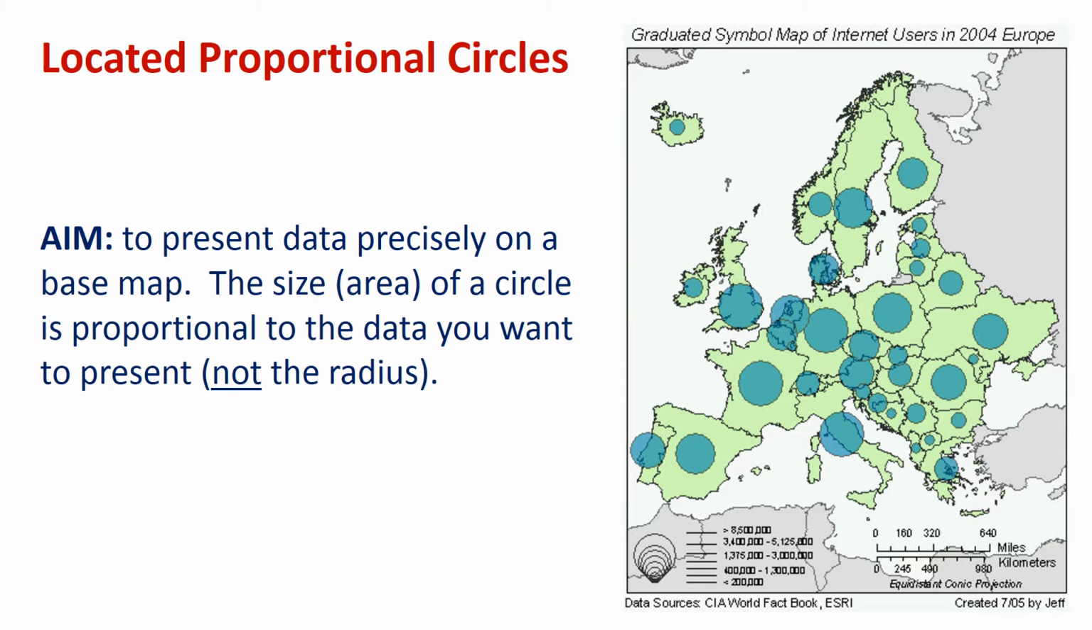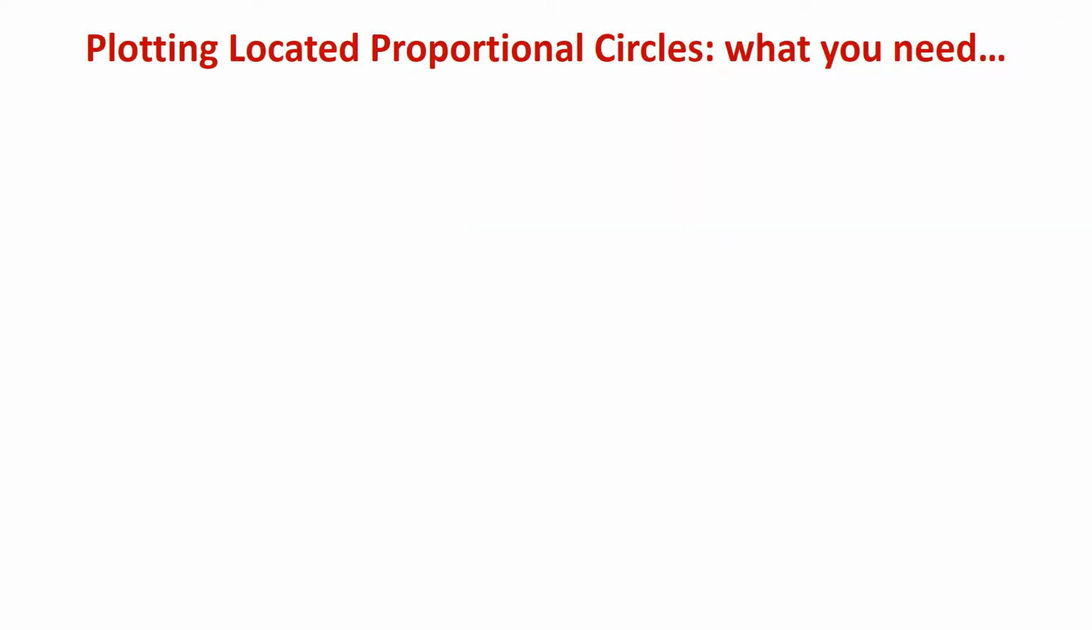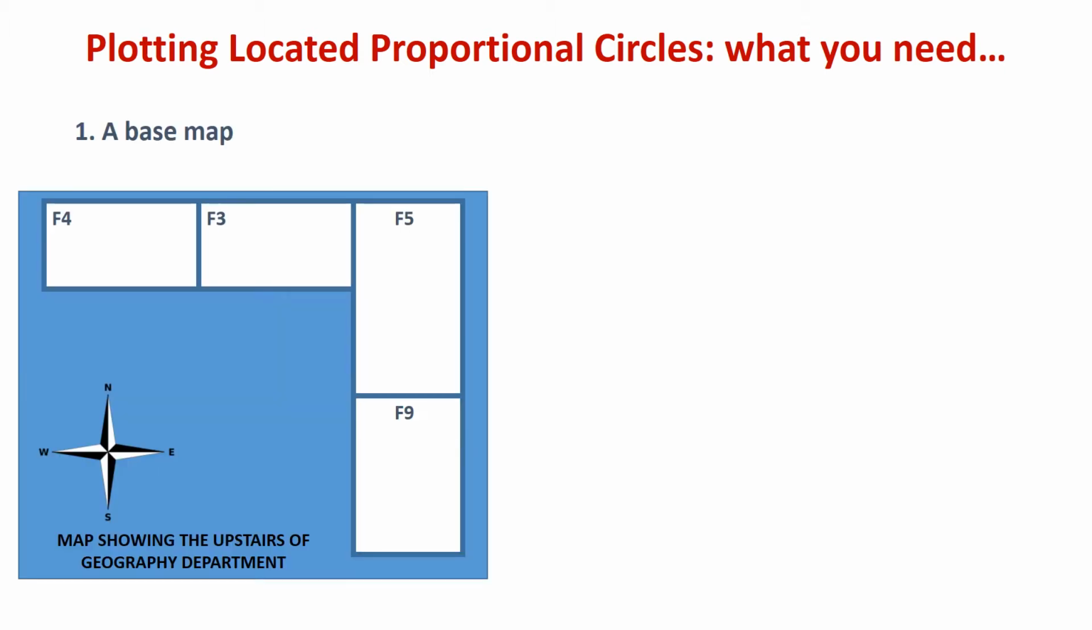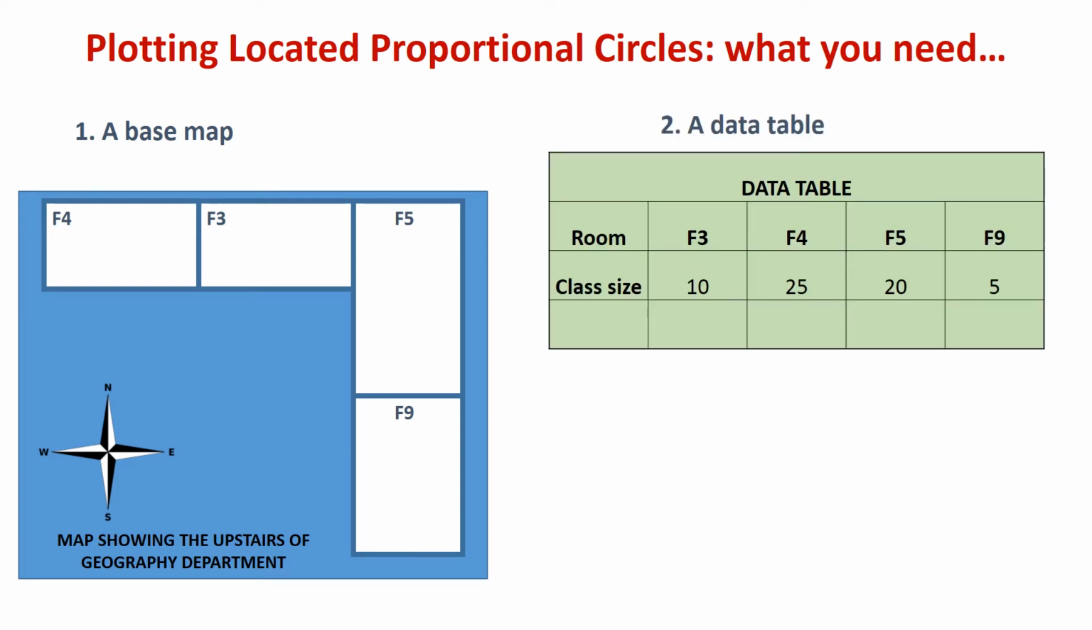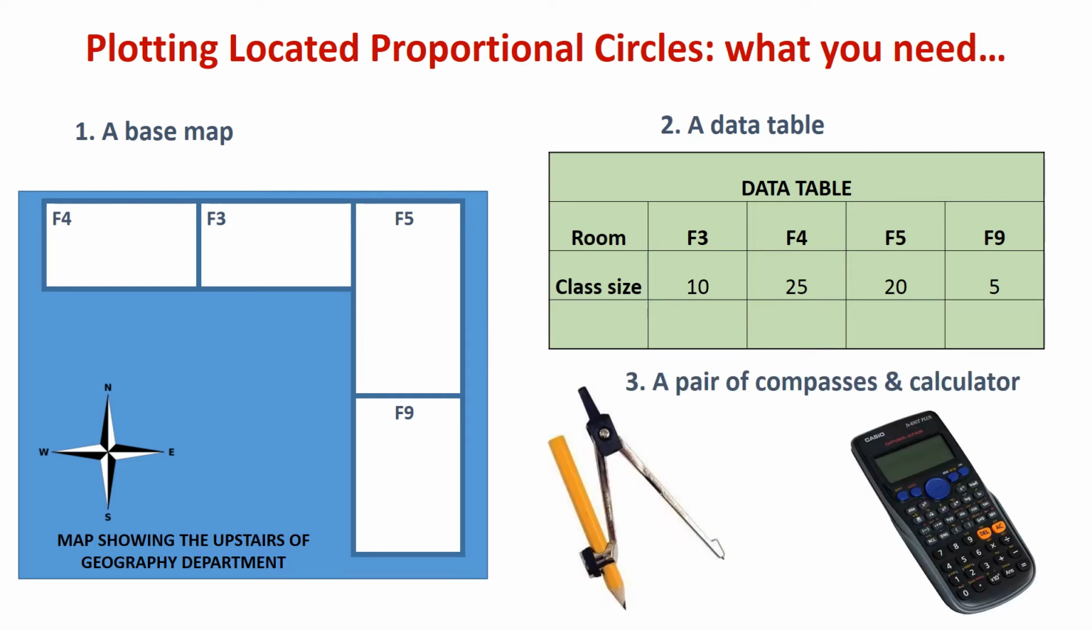So remember, it is the size of the area, in this case our circle, that is proportional to the data, not the radius. Now with that in mind, we need a little bit of preparation. We need a base map. Here I've created one of the upstairs, the geography department. We need a data table, some field work that you've done, and you need a pair of compasses and a calculator. So with all that set, let's begin.